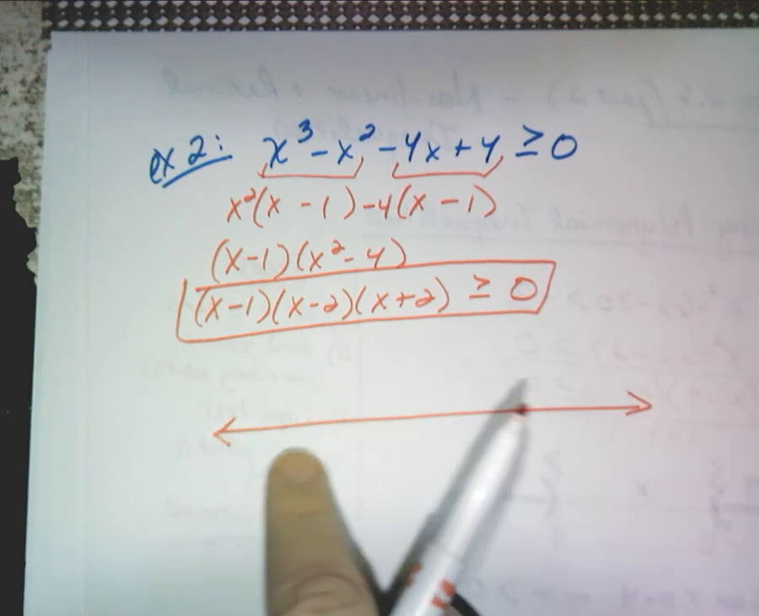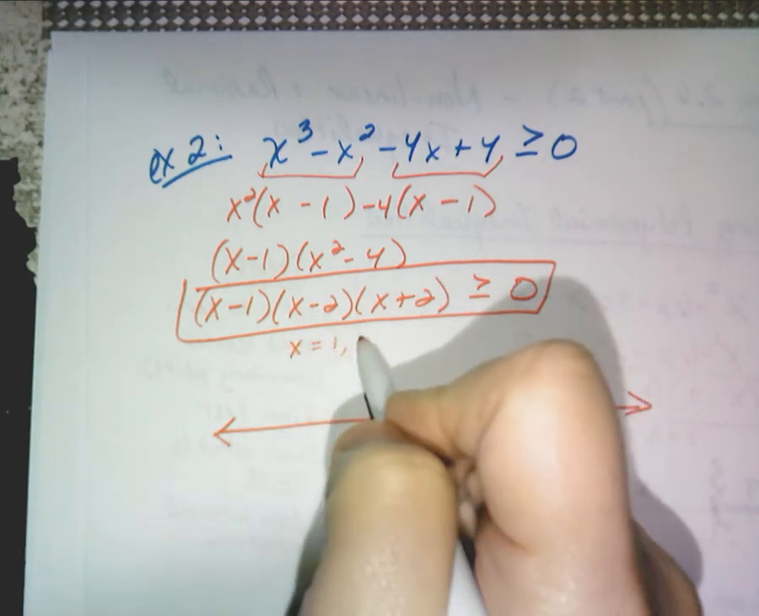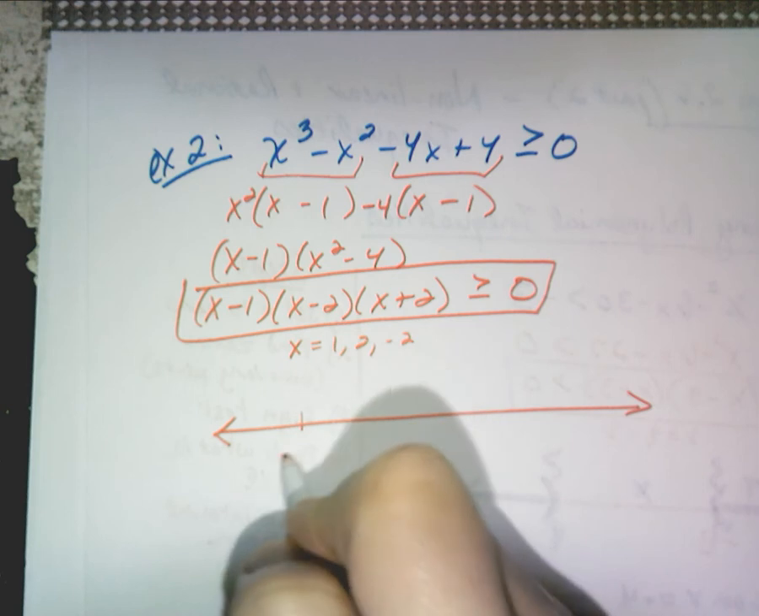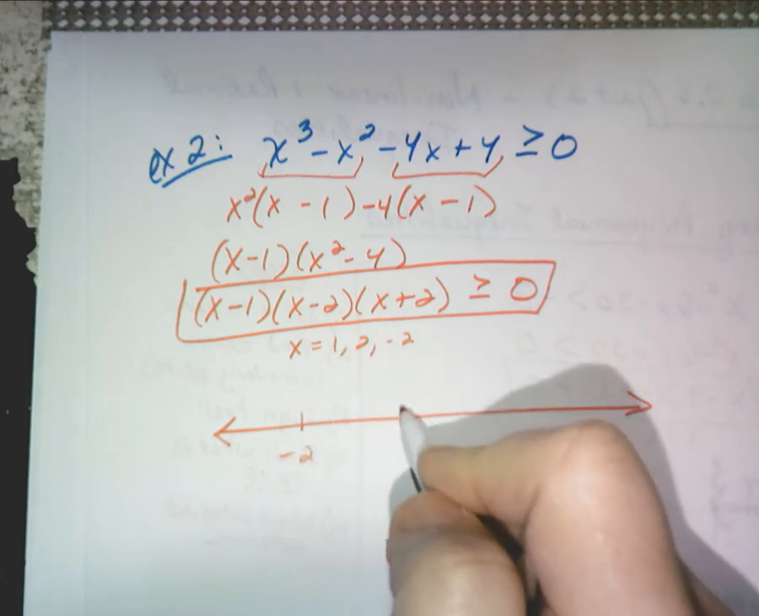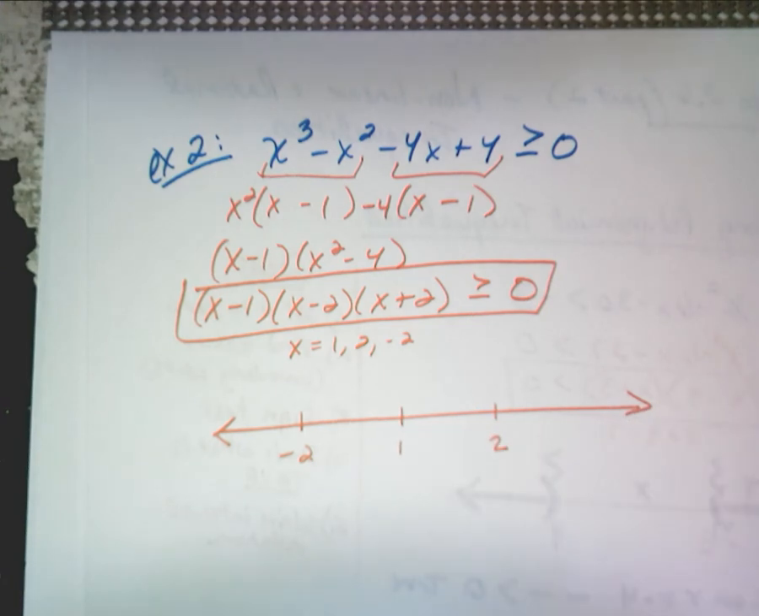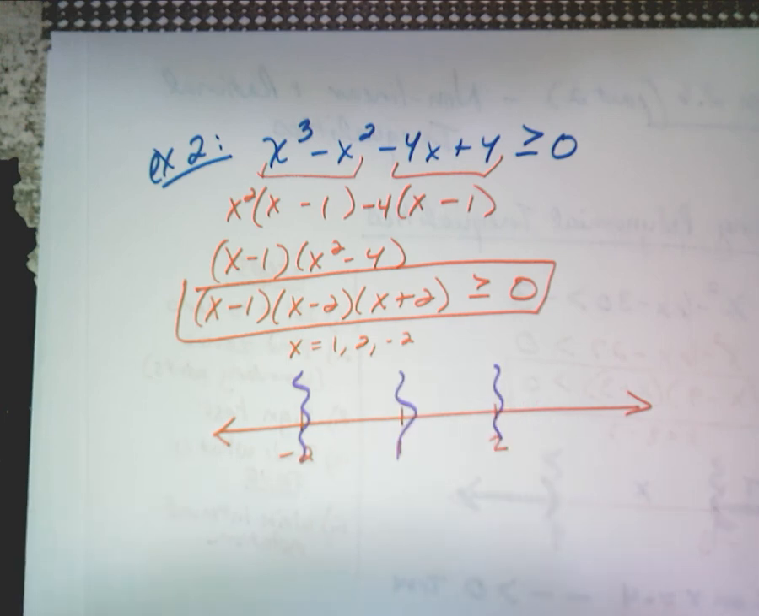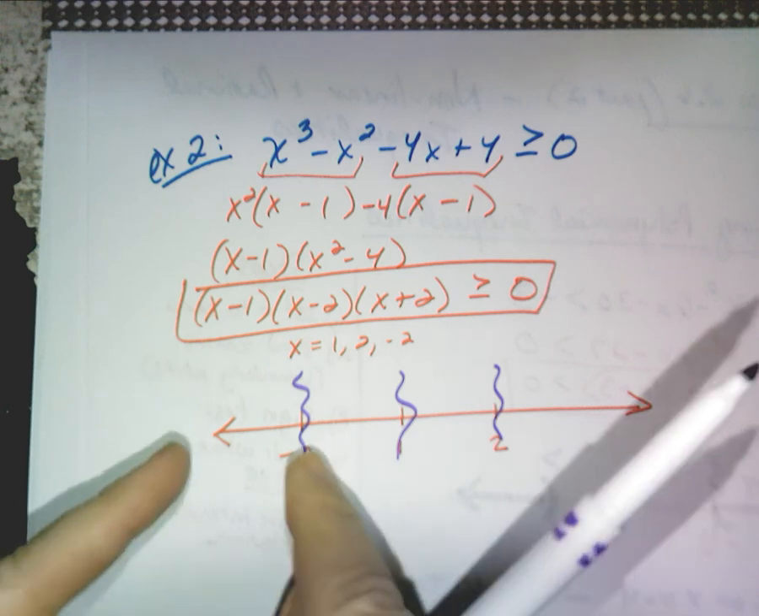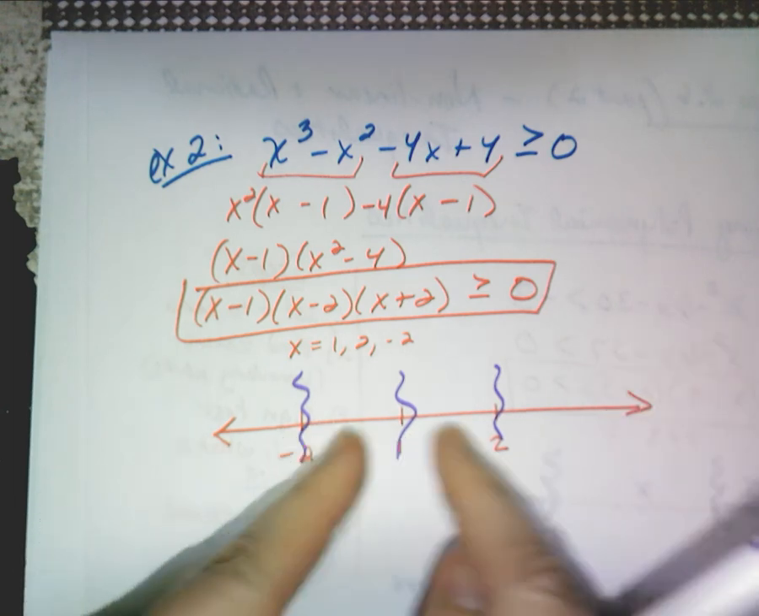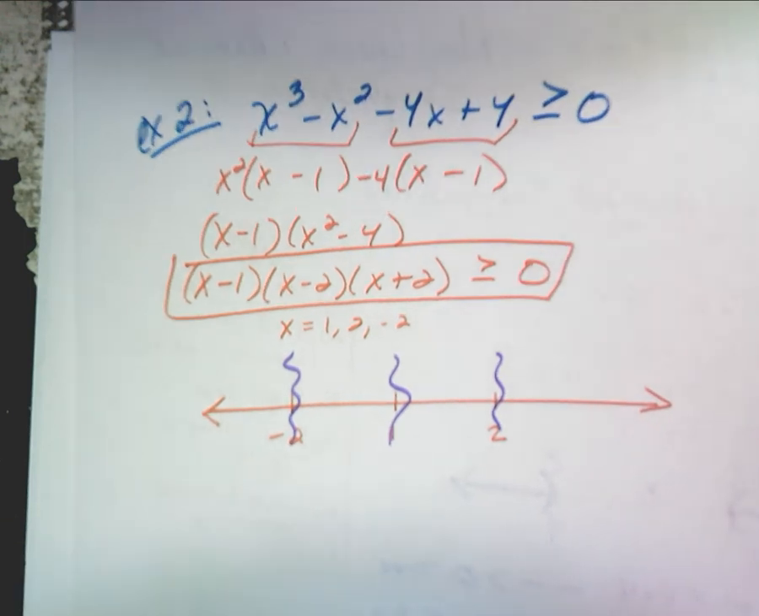This is where a lot of students make the mistake. What's your smallest zero? Let's write them out here. 1, 2, and negative 2. Negative 2. Then comes what? 1. Then comes 2. Okay, what I've just done is divide this into 1, 2, 3, 4 zones that you have to test. You have to test a point here, in here, in here, and in here. You have to, because there's multiple answers to these.